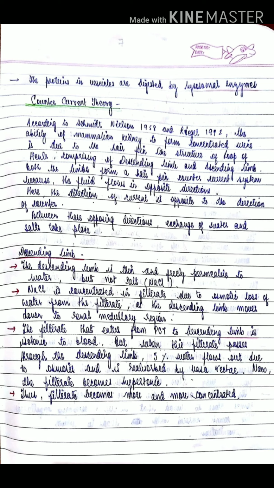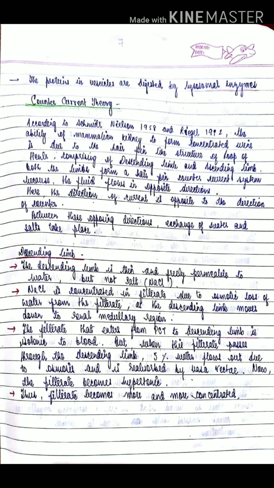First, we will be seeing about the descending limb. Descending limb is thin and freely permeable to water, but it is not permeable to salt, that is sodium chloride. Sodium chloride is concentrated in the filtrate due to osmotic loss of water from the filtrate as the descending limb moves down to the renal medullary region.